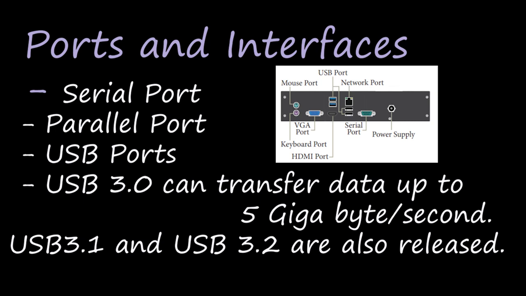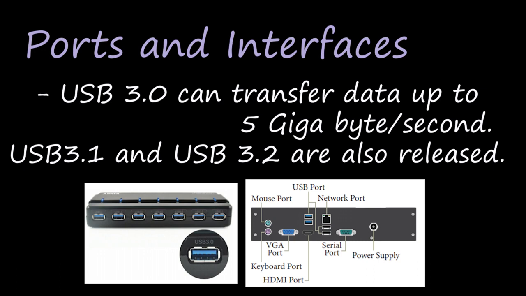Okay, then the next one is USB 3.0. That is the third version of the USB, right? USB means, you all know, universal serial bus. USB is universal serial bus. Okay, this is the thing to connect the computers with the other electronic devices. This USB 3.0 can transfer data up to 5 GB per second. Okay, 5 GB of data can be transferred in a second using this USB third version. Okay, and USB 3.1 and USB 3.2 are also there.